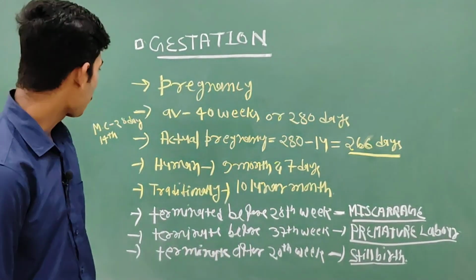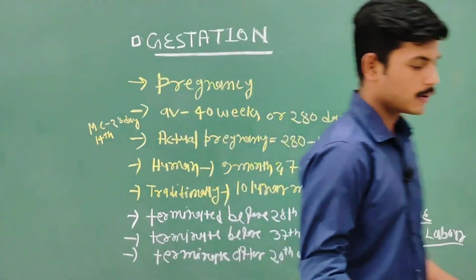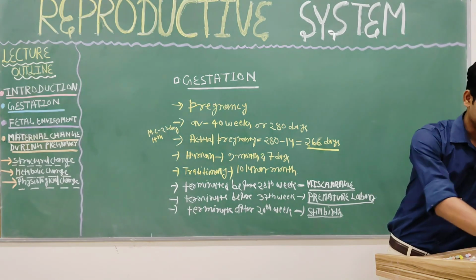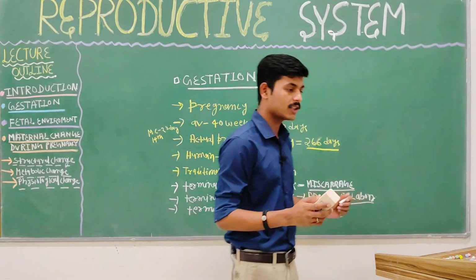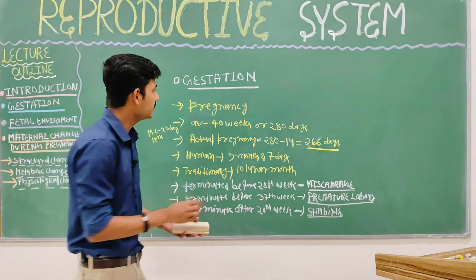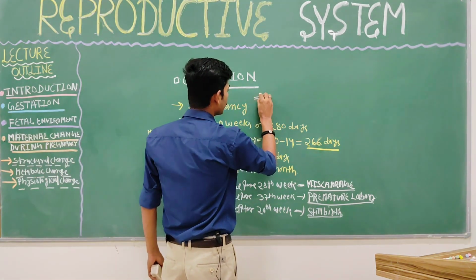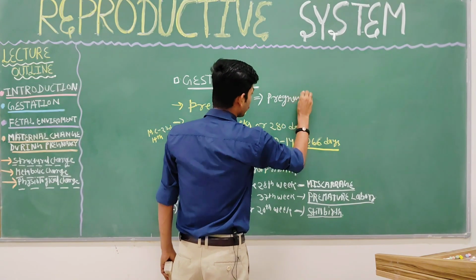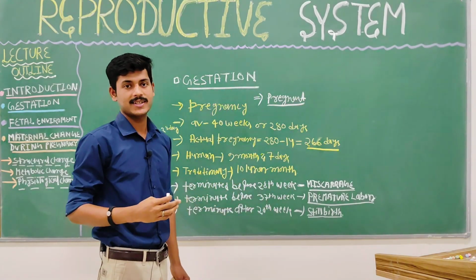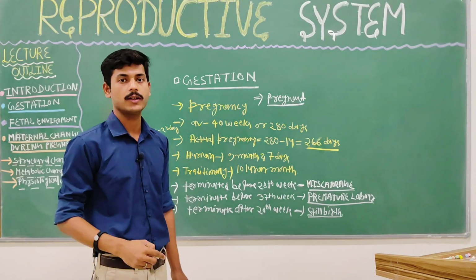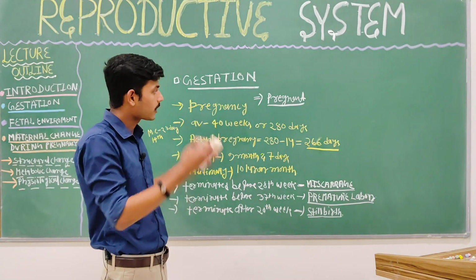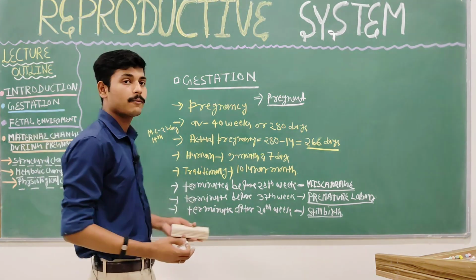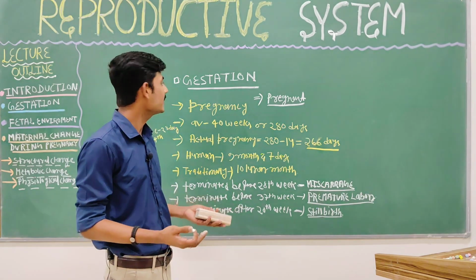Fine, no problem. Now once you have understood the meaning of gestation and pregnancy, let's move ahead and discuss the changes. Because one thing you should keep in mind is that when a normal female becomes pregnant, there are profound changes occurring in her whole body, starting from the reproductive environment to the physiological system, and also the metabolic system. The metabolic changes also happen in the pregnant woman.